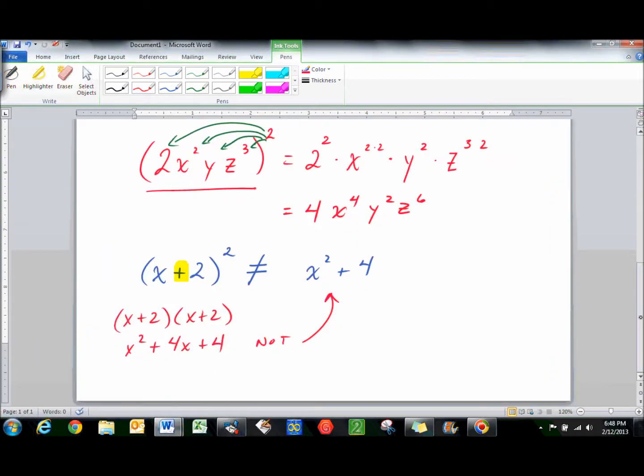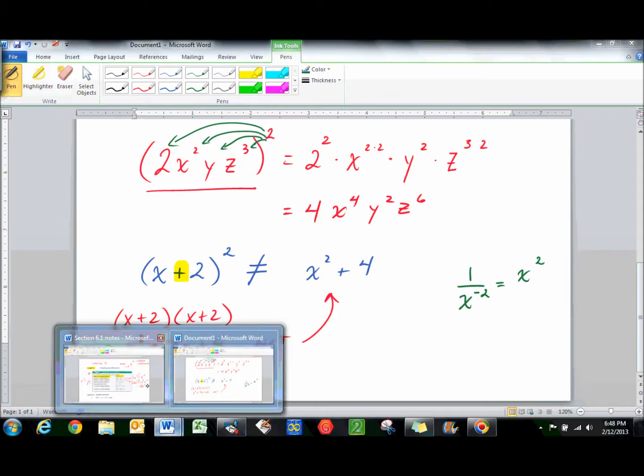If we go back to our sheet again here, if we take 1 over x to the negative 2, we can reverse that as well, and that's going to be a positive x squared. So it can go either way. So very important that you understand that difference as well.